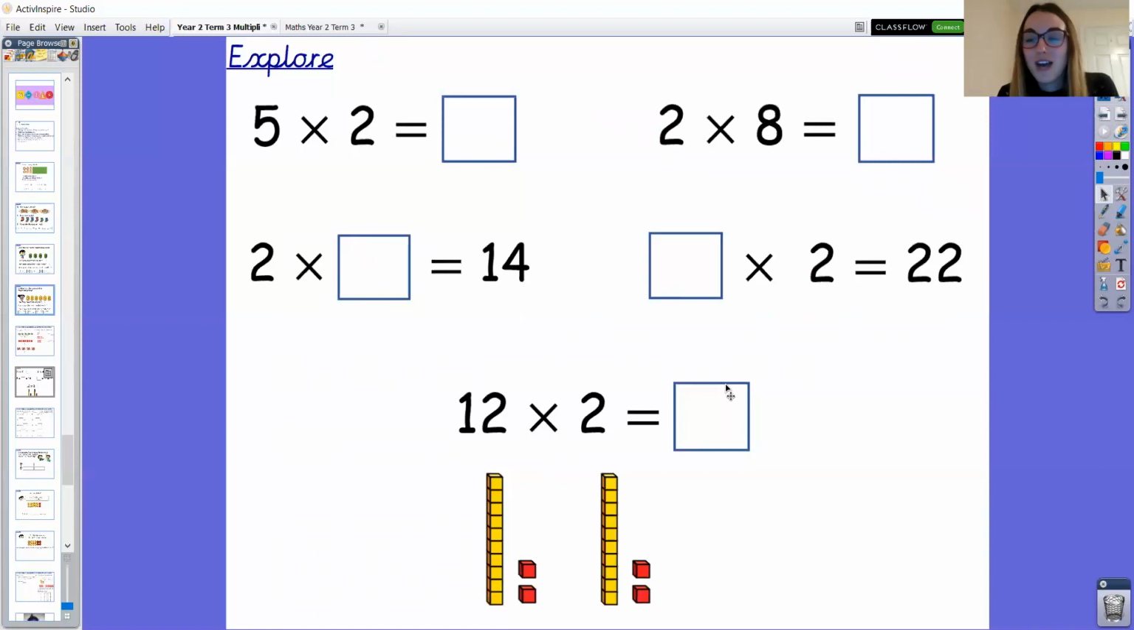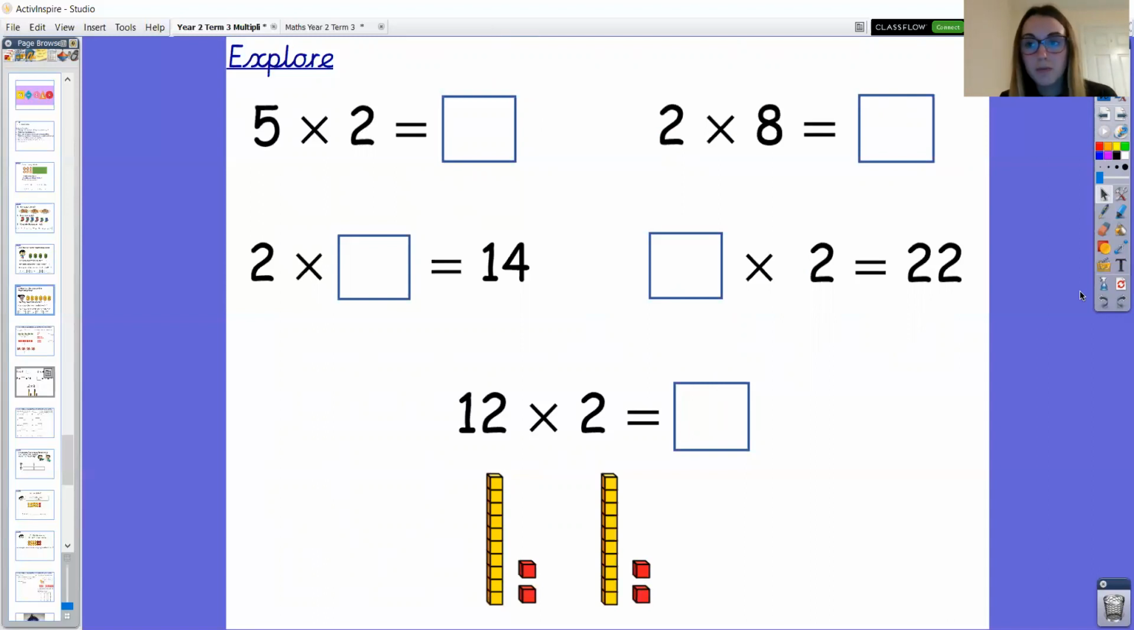But first of all, having said that, I'd like you to pause the video and have a go by yourself first, either with a talk partner at home or in the classroom. Well done, Year 2. I'm really proud of you for having a good go before we explore together. Okay, so let's have a think.